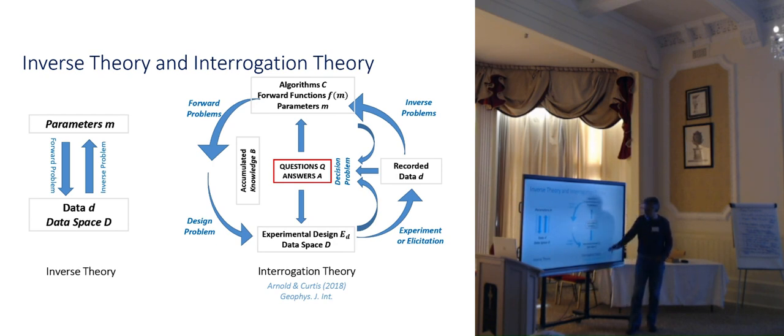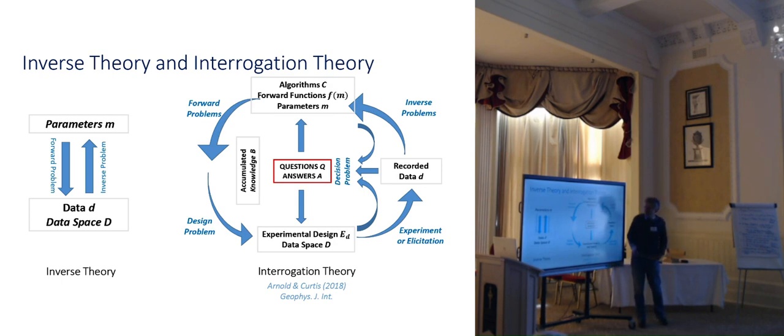We had a presentation from Dominic about experimental design. So we're going to design our experimental system so that we acquire data that maximally informs the answers to these questions. We then perform the experiment or elicitation, whatever it is that we do to collect some data, and we can apply normal, regular inverse theory here to constrain the parameters. But we still haven't answered the questions.